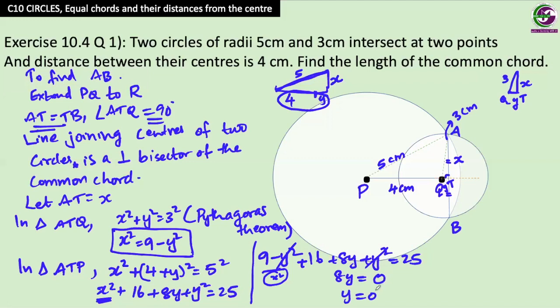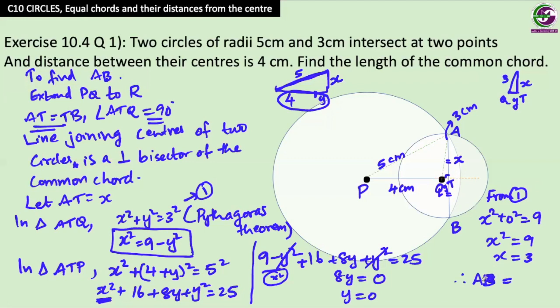So we can replace the value of y in the equation. Let's name this as equation 1. From equation 1, x square plus 0 square is equal to 9, or x square is equal to 9, x is equal to 3. Therefore, we need to get AB. This is x, this is x. So 2 times 3, which is 6 centimeters.